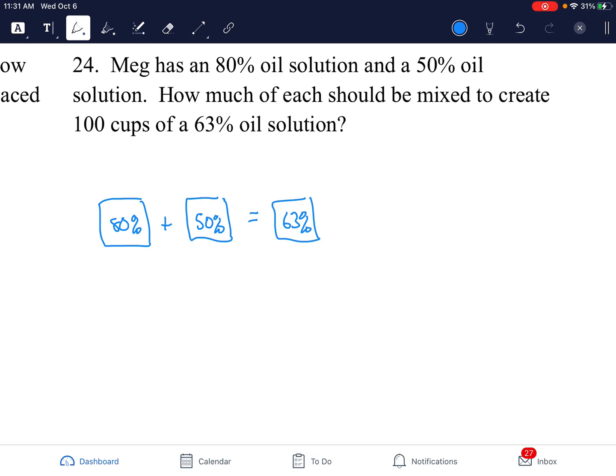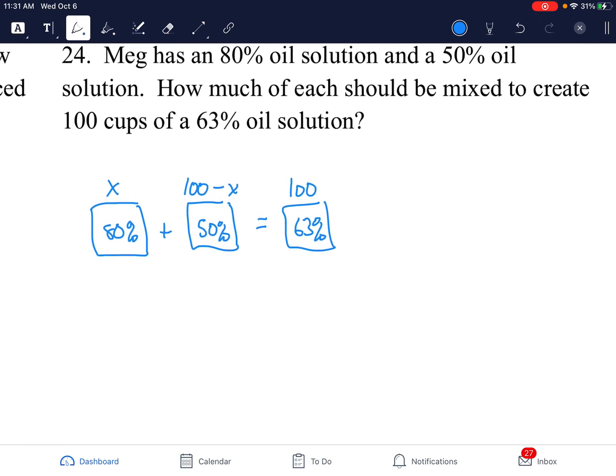All right, now the question becomes, what are the tops? So the end part is going to be 100 cups, okay? The first one, the 80%, we're not sure, so we put an x. Now the second one, we're also not sure, but we can't put the same x because that wouldn't make sense, because we're not necessarily adding equal parts of the things to get to 63%. So what we do is we know that we're going to end up with 100, and we know we're adding x. So we're going to actually subtract x from 100 for the 50%. Because if you take 100 minus x, whatever's left over is going to be the 50%. All right, so logically that makes sense.